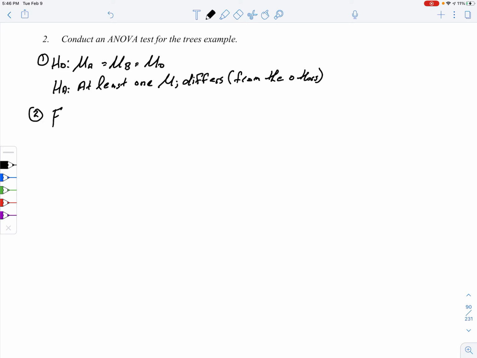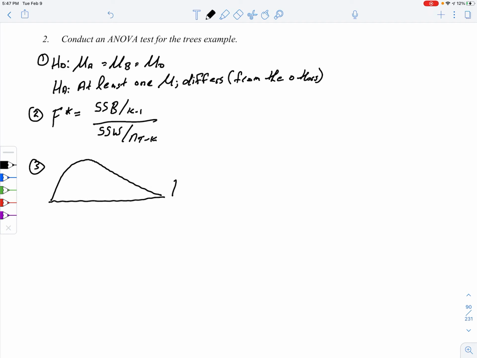Step number 2. This is always going to be an f-test of SSB over k minus 1 divided by SSW over nt minus k. 3. This is going to be an f-test, and the degrees of freedom are going to be k minus 1 and nt minus k.